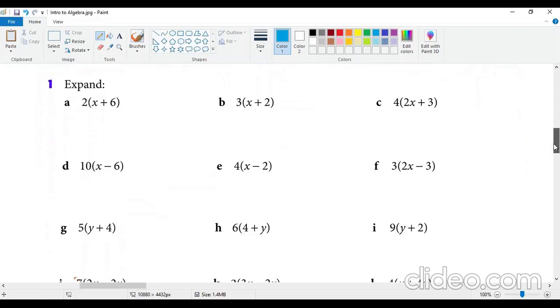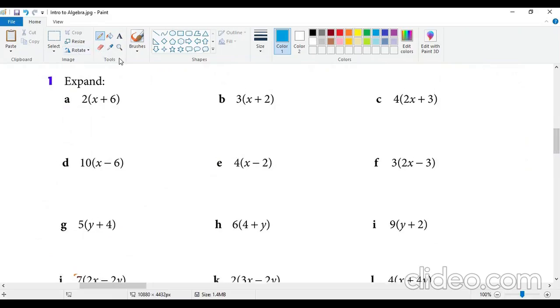In here, I'll be going very fast. I know this video is going to be taking long. To cut that short, I will write answers straight away. 2 multiplied by x gives you 2x, and this will give you a plus 12. So these questions are to be done with a lot of speed.